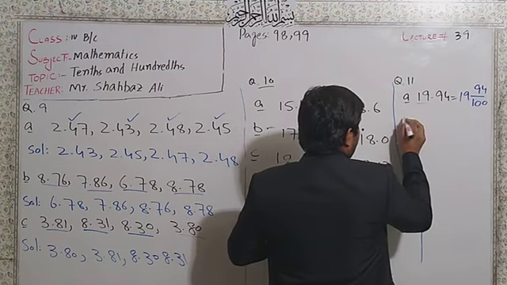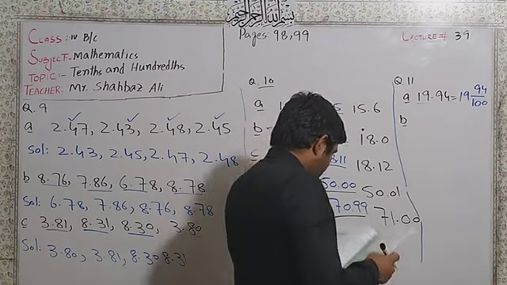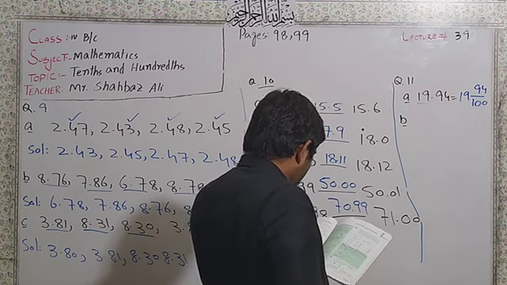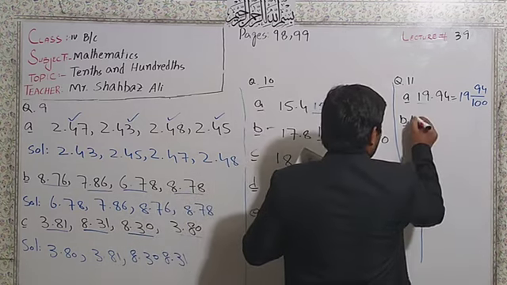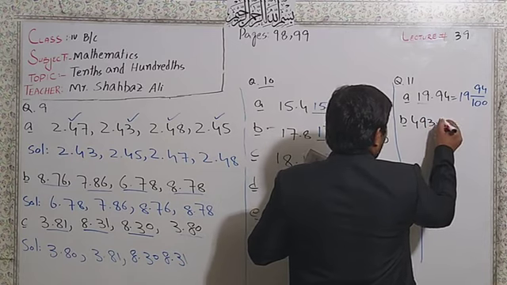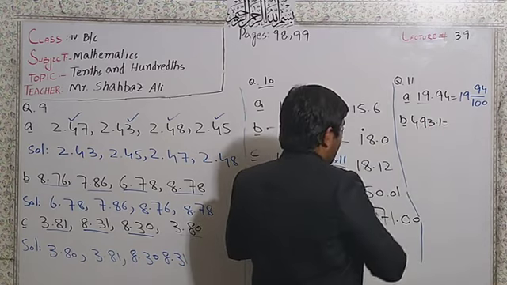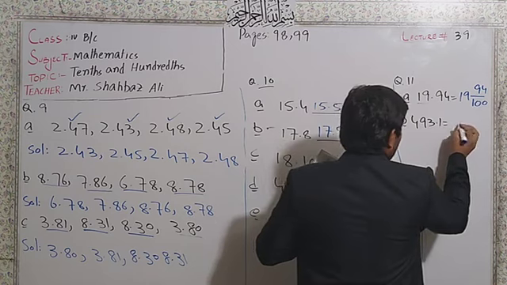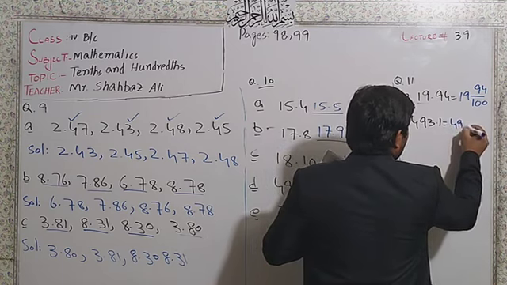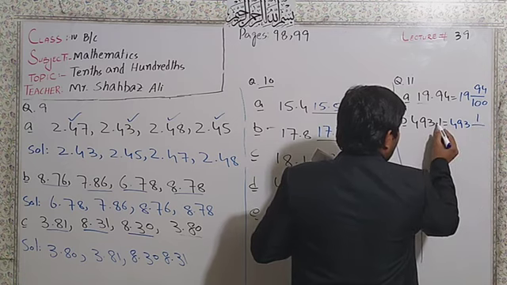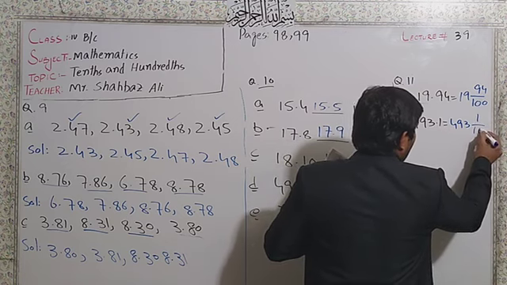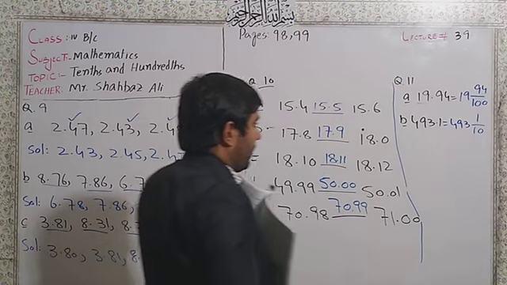In B, 493.1. So very easy. 493, and then this is 1. After the point there is 1 digit, so you put 1, 0. This is the answer.